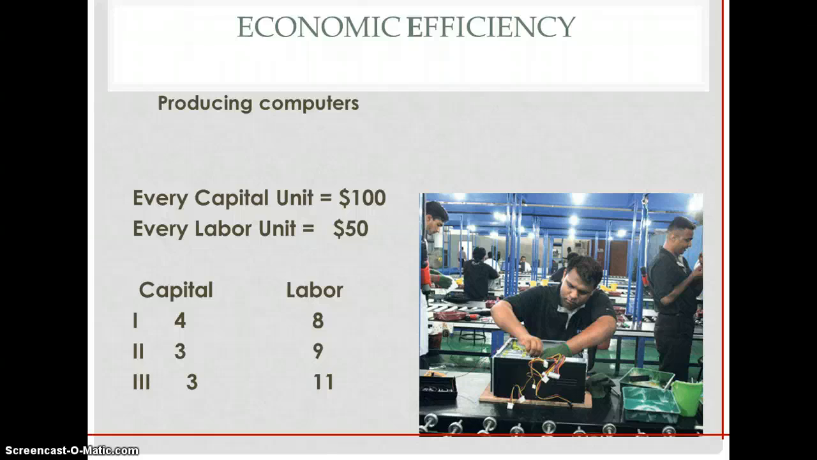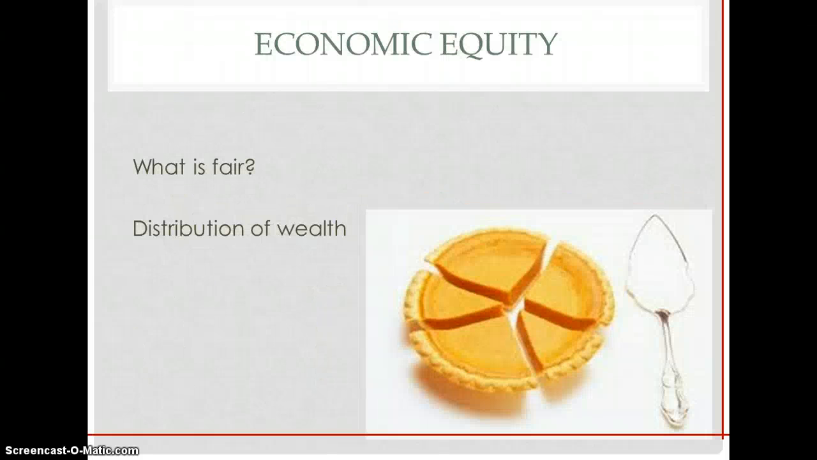All right. Another value for economic systems would be economic equity. Equity deals with what is fair, what is right, and this is a very hard thing to define. What should be in an economic policy and what shouldn't be? So, how do we distribute? This is basically how do we cut the pie? How do we distribute?